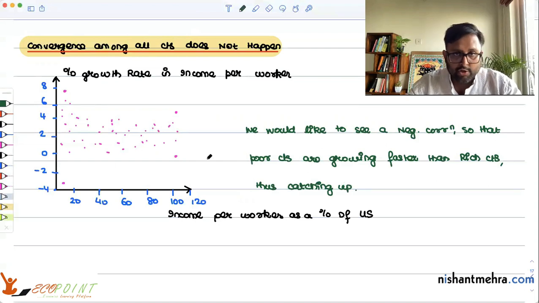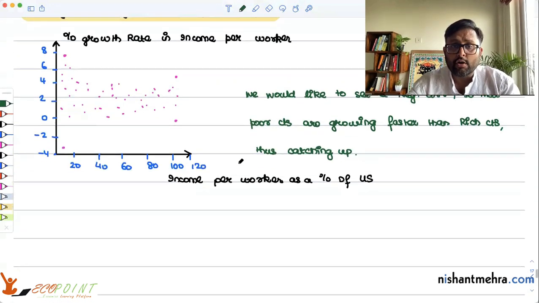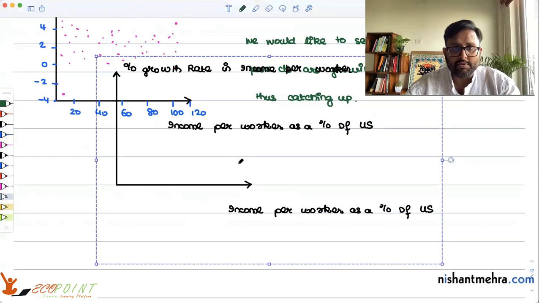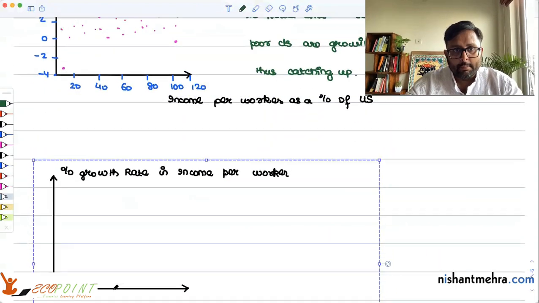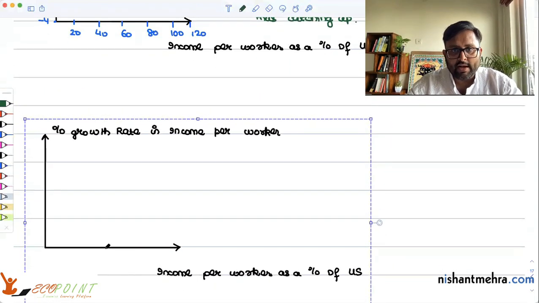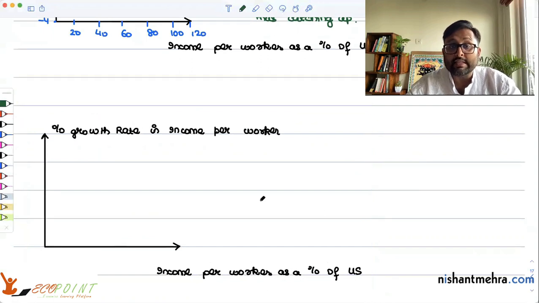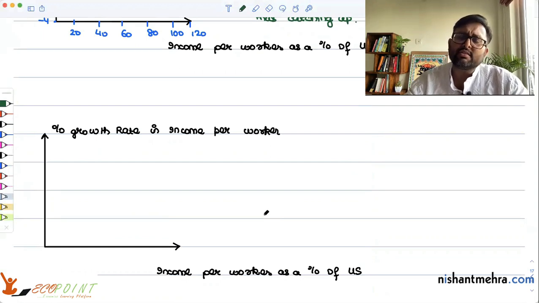So here you do not see this. Here you do not see this. That is, if you look at the data for all the countries together for a long time period, you won't be able to see this. But then what happens is that if you look at only some rich countries, so you take up the subset of countries, you take up only those countries which are rich.